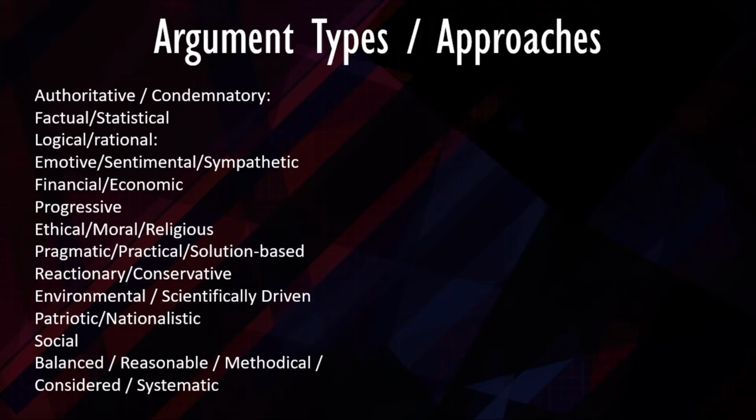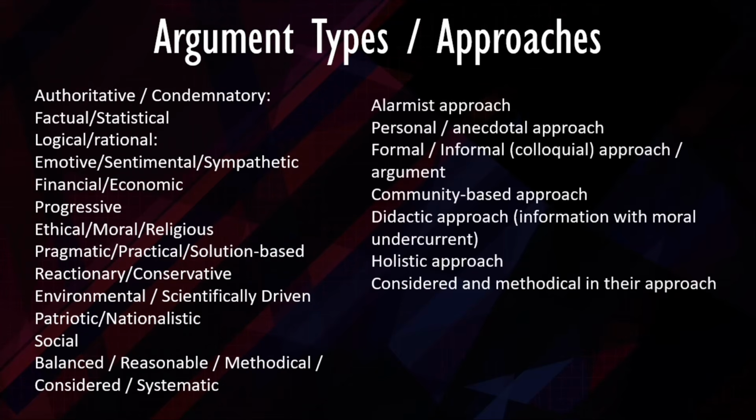And just to give you some argument types and approaches, here are some argument types on the left and approaches on the right. Now there's not much difference between an argument type and an approach. It just depends on the specific wording. So, for example, you usually say an alarmist approach, not an alarmist argument. So it's just a small nuanced thing with the actual wording of the argument, but there's not much difference in the actual meaning behind it.